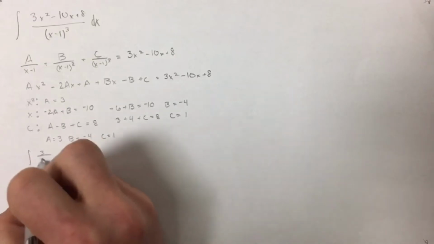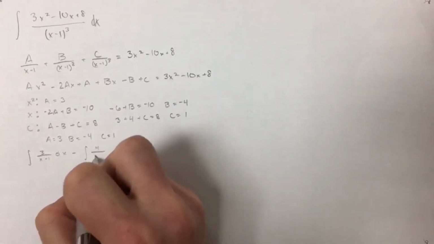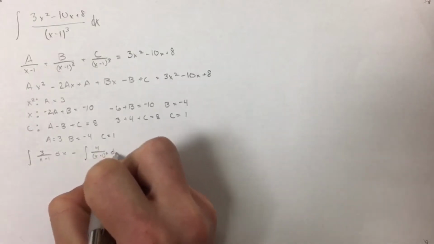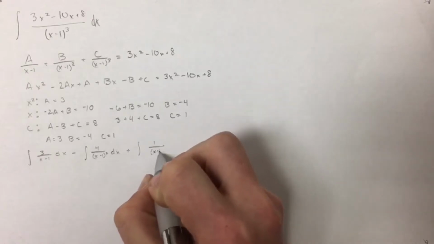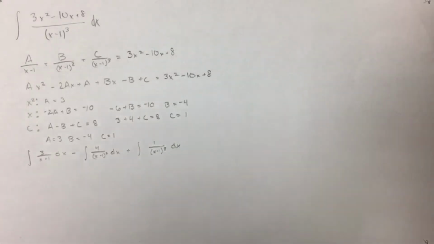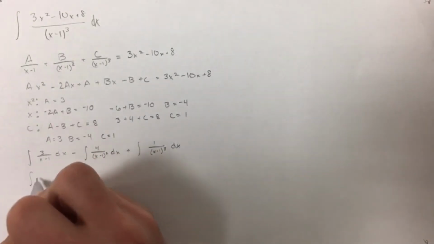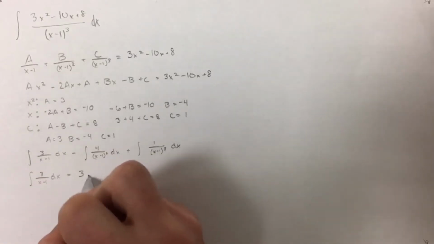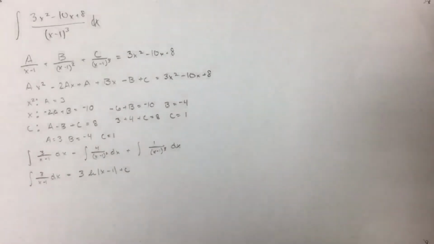Now, we're just going to set up the integrations. So we have 3 over x minus 1 dx minus 4 over x minus 1 squared dx plus 1 over x minus 1 cubed dx. Now this first one is going to be pretty simple. We've all seen it before, and you can pretty much go straight into putting it as 3 ln of x minus 1 plus c. Don't forget the plus c.